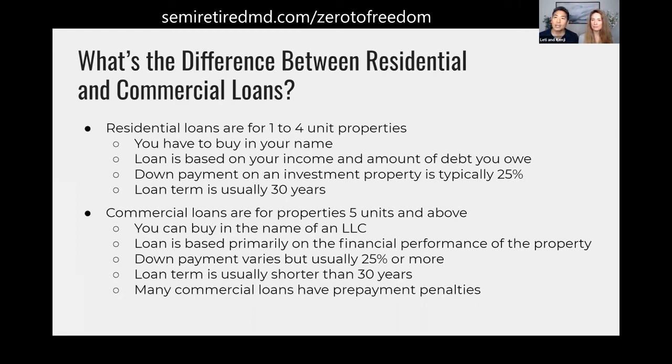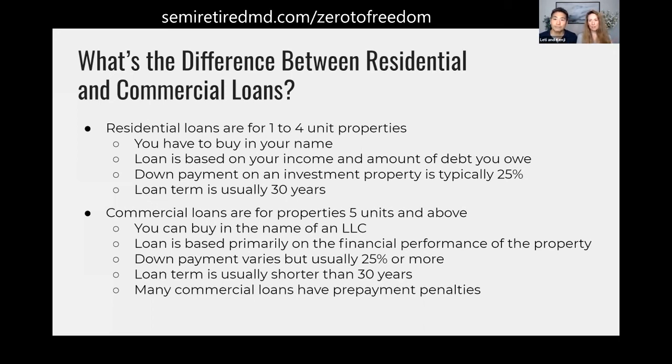And then finally, commercial loans will often come with something called a prepayment penalty, which means that if you pay off the loan before that term ends, so let's say it's a 10-year term, and if you sell that property before that term ends, then there's going to be a penalty.